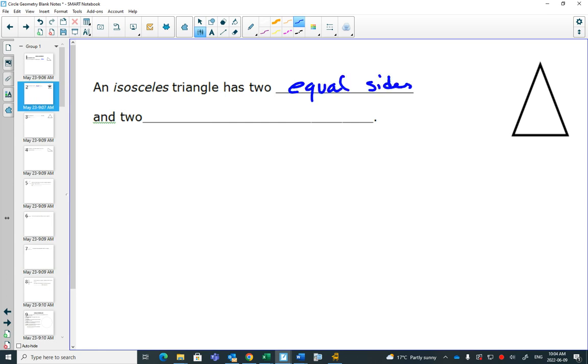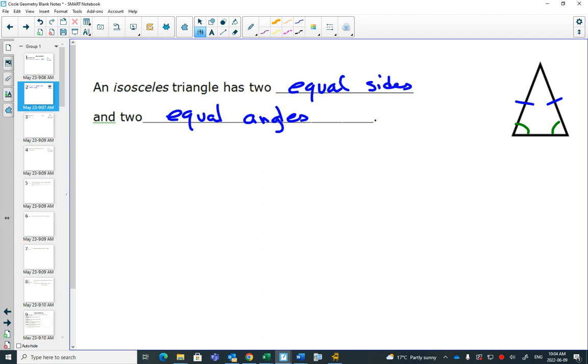We can show that on a diagram by going dash, dash. And two equal angles. And we can show that on a diagram by going whoosh, whoosh. So, an isosceles triangle has two equal sides and two equal angles.